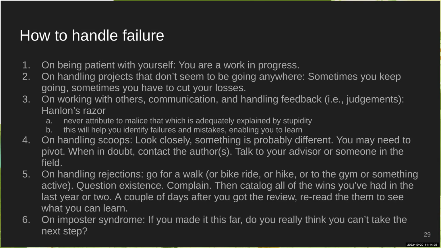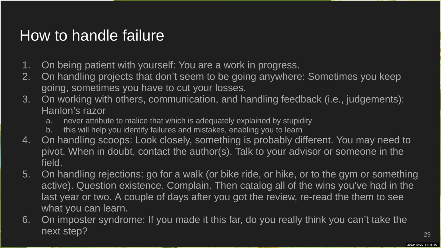Six, on imposter syndrome. If you made it this far, do you really think you can't take the next step? You're in a class, you're struggling, but when you look back and think, you know what, I finished 321. That was a hard class. I can do this class too. Or some grad class. If you finish 533, you can probably do anything. This is a tough class.